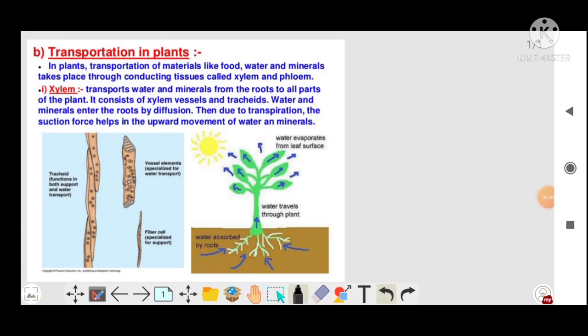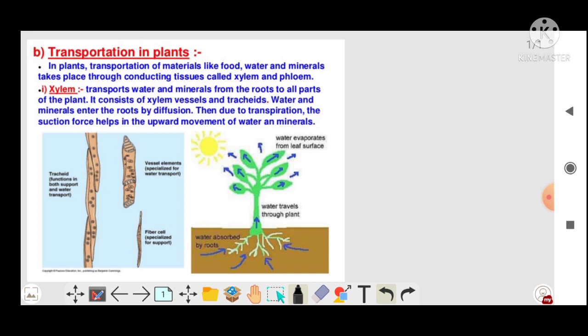The first slide is transportation in plants. In plants, transportation of materials like food, water, and minerals takes place through two conducting tissues, and these are xylem and phloem. So come to the first point, that is xylem.